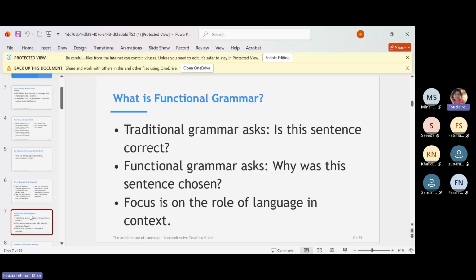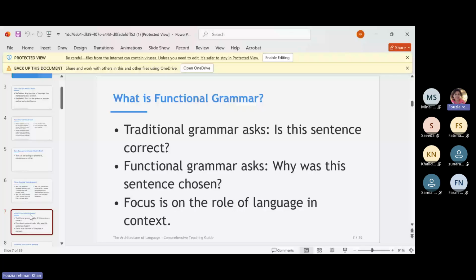Now, traditional grammar is for the correctness of the language. It focuses on accuracy. How accurate is the language used? That is why when students are taught grammar, they are taught in a traditional way, the traditional grammar and not the functional grammar, on the correctness of the language, not on the meaning of the sentences.